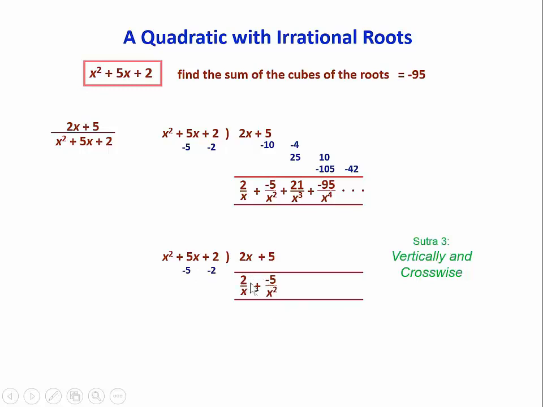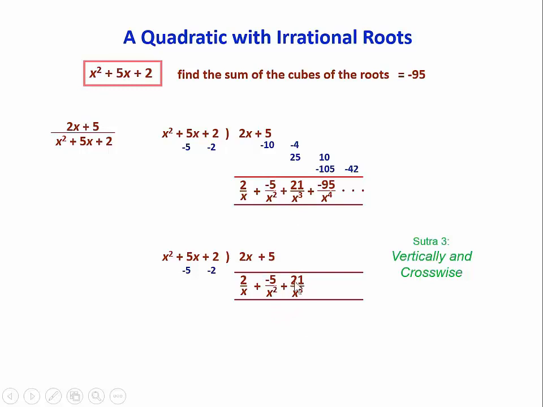Now we take those two coefficients and cross-multiply them, this is vertically and crosswise, with the transposed figures. So it's the minus 5 times the minus 5 and the minus 2 times the 2. So we get 25 minus 4, which is 21. That's the 21, we had that before. And we can continue like that.